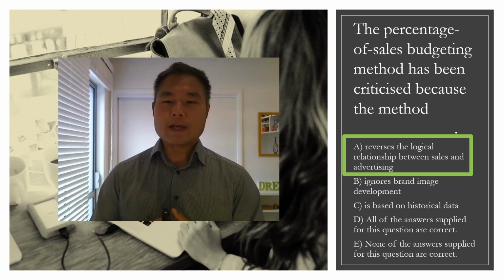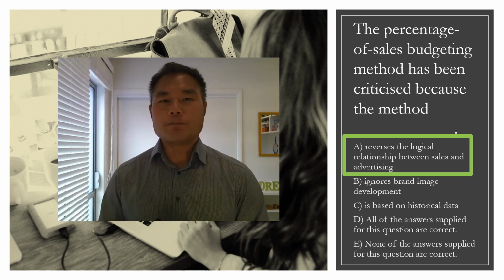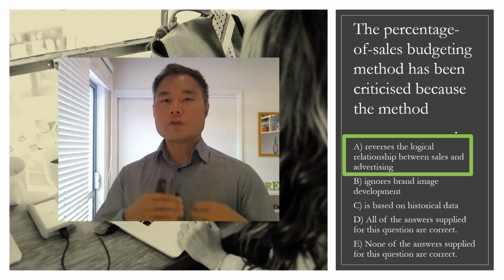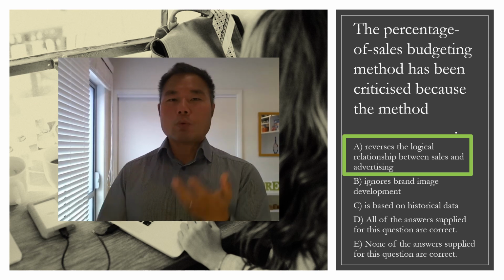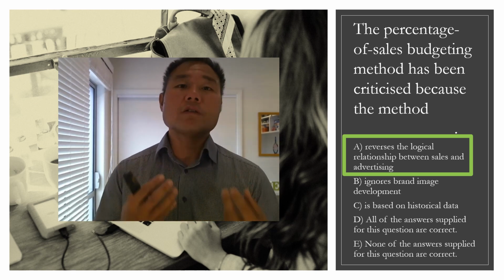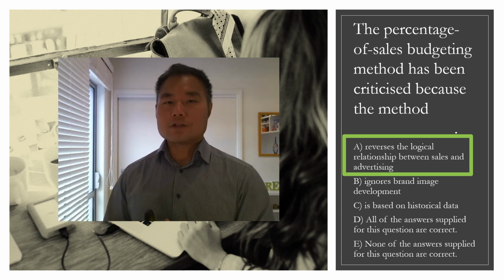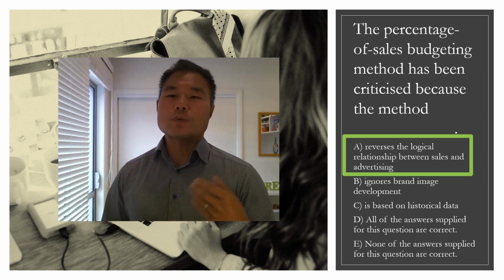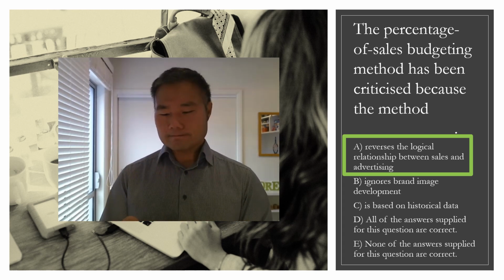The other problem is that it's assuming that the amount of money that comes from sales to devote to advertising is how much you should be spending on advertising, when really the relationship is the other way around. The amount of money you've spent on advertising has led to the sales that you are now getting, right? So it's a bit back to front there, and that's why that's the most correct answer in this particular question.